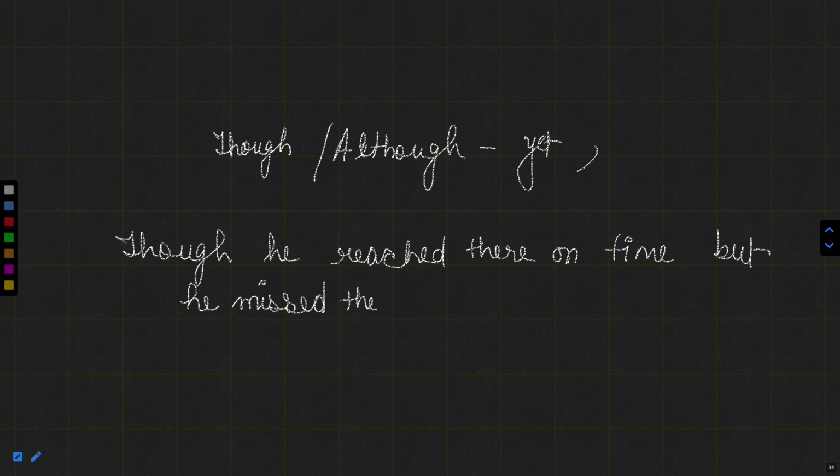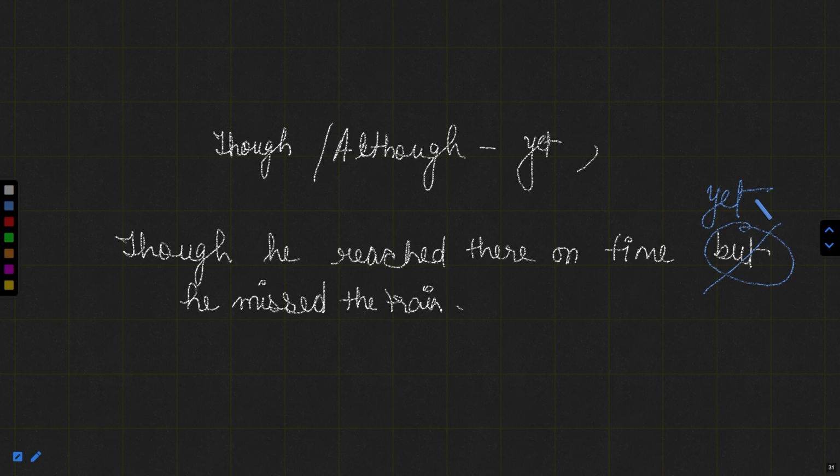Now, if this is the sentence, one more thing is there. We can use either though or although, both the words are the same, or the meaning of both the words is the same. If I say though he reached there on time, but he missed the train, now, is the sentence correct? No, this but should be replaced with yet. So the correct sentence will be though he reached there on time, yet he missed the train. So this will be the correct sentence, whether we use though or although. Meaning of both the words is the same.